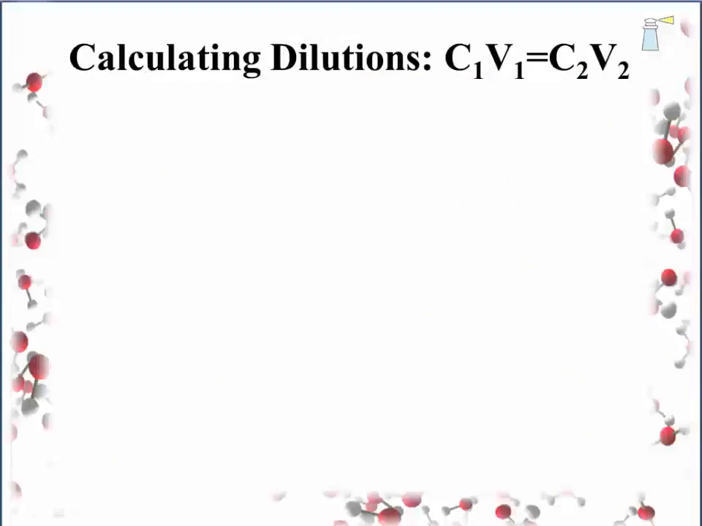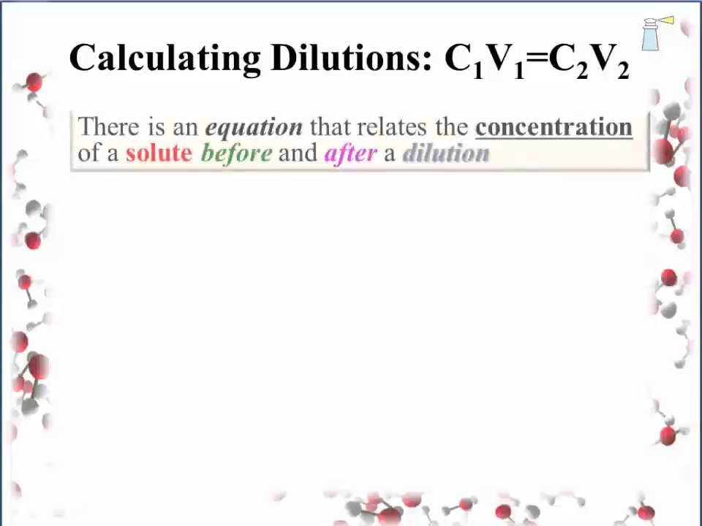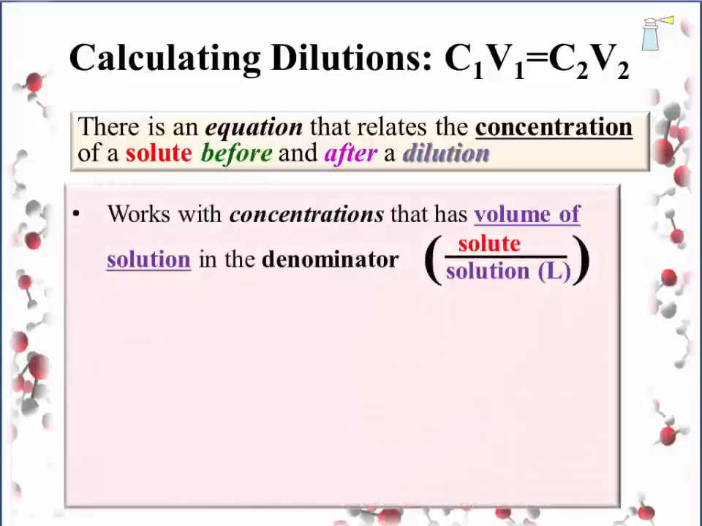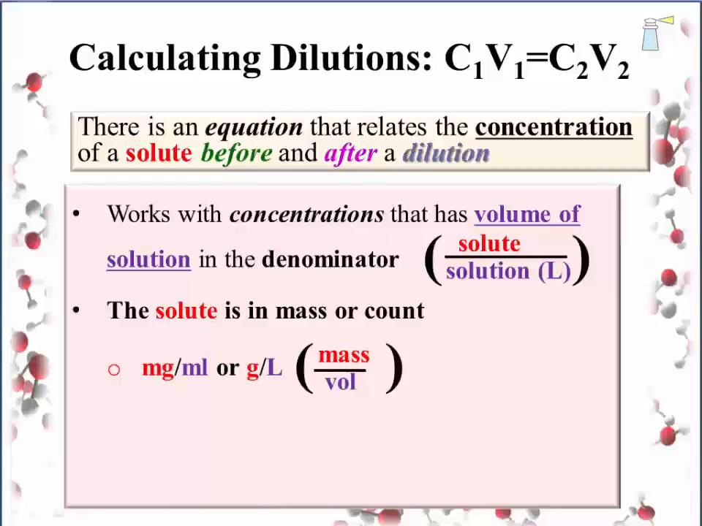While dilutions can initially seem confusing, dilution problems are almost all solved the same way. Fortunately, there's an equation that relates the concentration of a solute before and after a dilution. It works with a concentration that has volume of solution in the denominator and the solute in the numerator having units of mass or count. That includes concentration with weight for the solute like mg per mL or grams per liter.